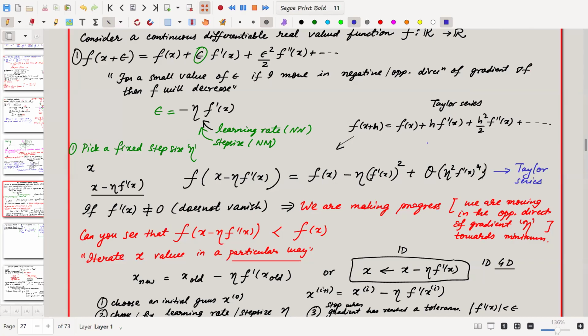If you want to go to n dimensions, you can do the same Taylor series expansion in n variables. That is a bit difficult. It is in my notes, but you can see it.